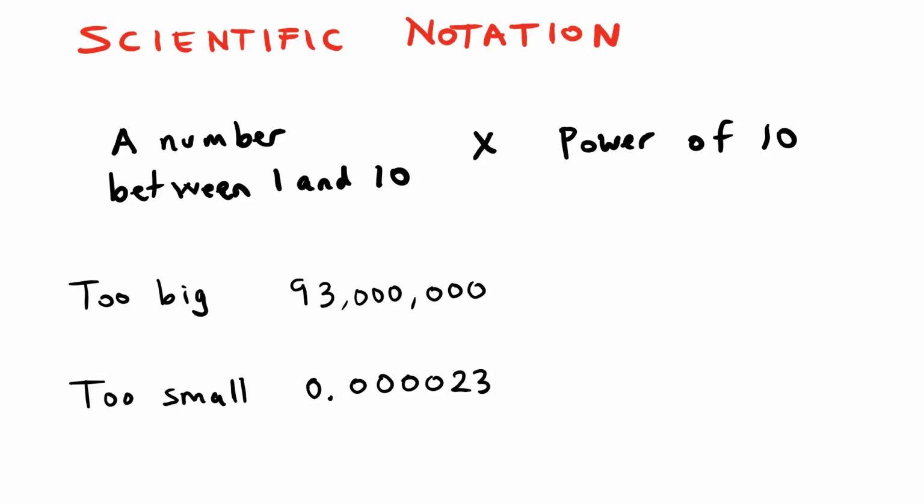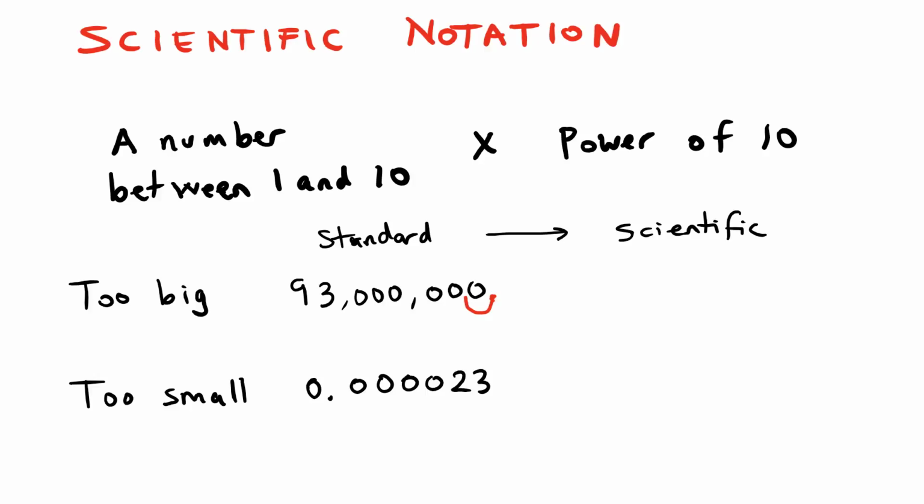Here is an example. If the number is too big, like 93 million, then we call this the standard form, standard notation. We will convert it to scientific notation. In order to convert this number to scientific notation, you will move your point enough to make the number between 1 and 10. So 93 million is a big number, so let's start moving our decimal point. I will be moving it to the left because I need to make it smaller.